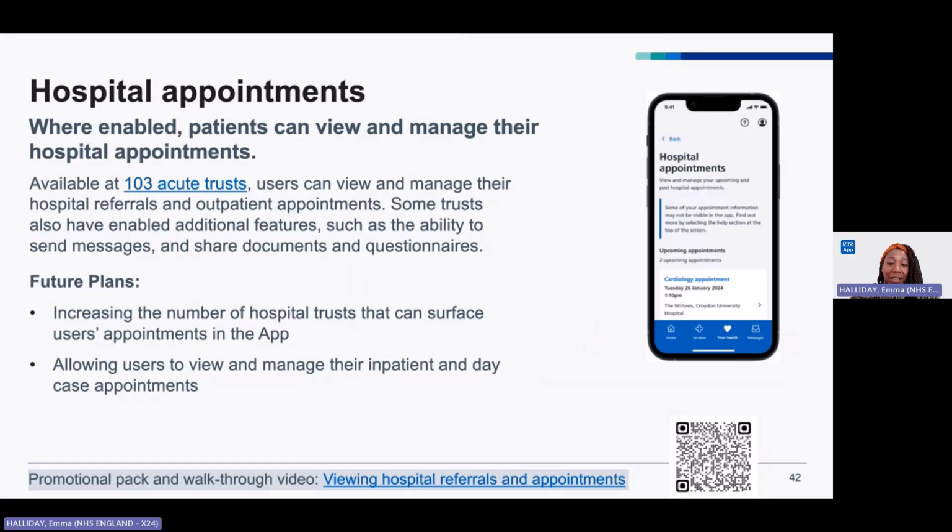Hospital appointments. In the NHS app, patients are able to view and manage their hospital referrals and appointments. This is a program that we know as Wayfinder. It's currently available at 103 trusts, with the core features of being able to view referrals, appointments and any supporting information. But additional features are available to a number of trusts, which allow patients to book, change and cancel appointments, receive messages, complete questionnaires and access documents such as letters and discharge summaries.